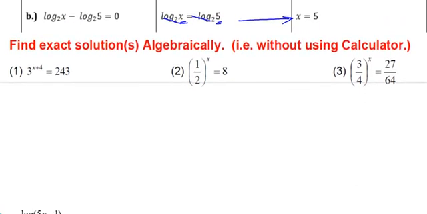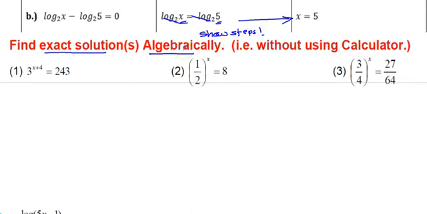So first of all, let's talk about what an exact solution is. Exact solution means no calculator. Algebraically means showing all the steps. Show all the steps. That's what exact solution means. No calculator. Algebraically means showing all the work.